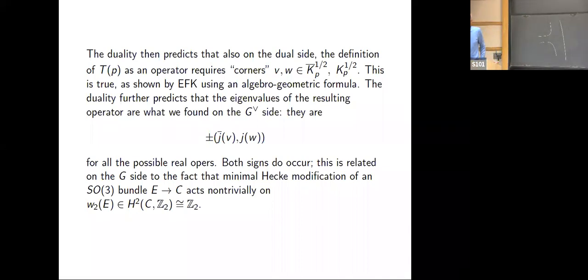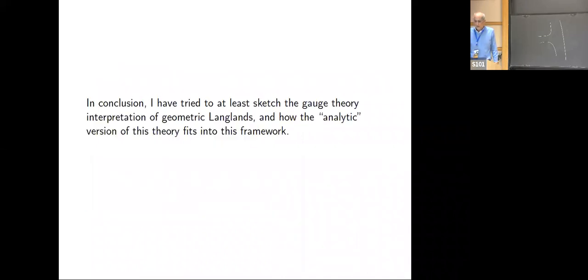So I'm sorry, I couldn't resist the temptation to explain a little bit too much in one hour. But what I've tried to do is to at least sketch the gauge theory interpretation of geometric Langlands and then to tell you how the analytic version of the theory fits into this frame. Thank you.